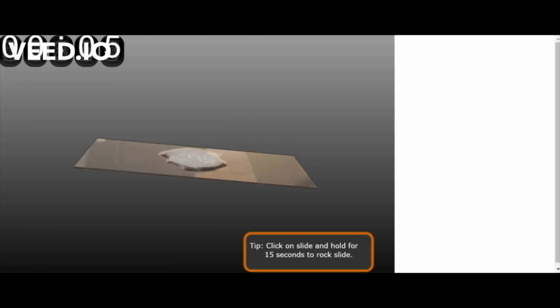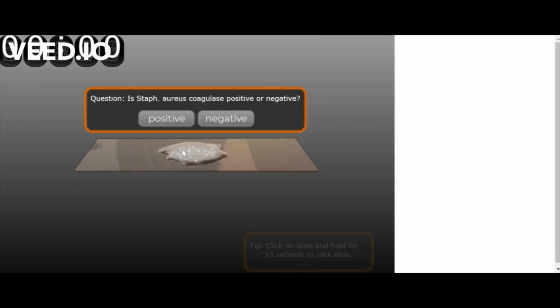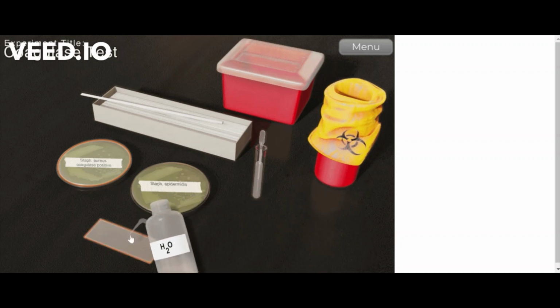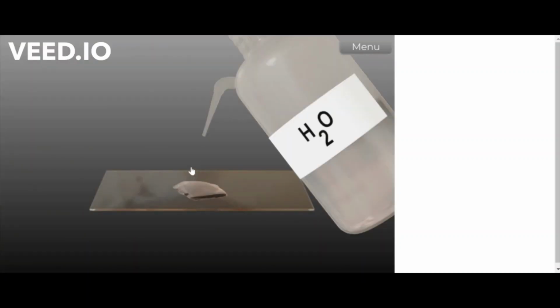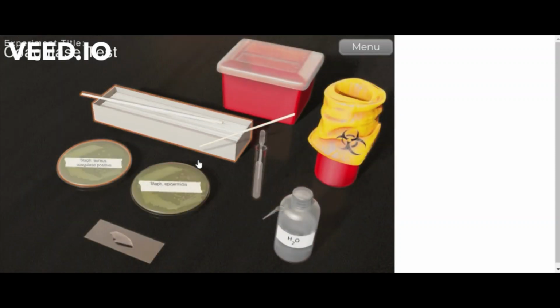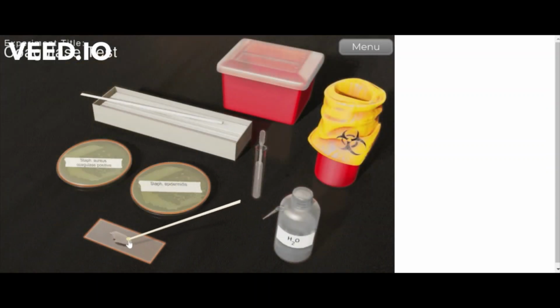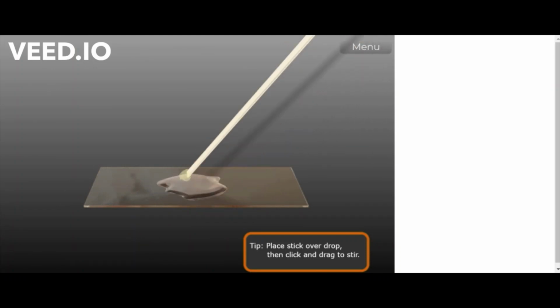So yeah, we can see that the clump has started to form on top of the slide. So it is positive. After that, I will dispose of this slide, and I will start off again by dropping the water on the slide. I will use a toothpick to pick one isolated colony. Then I will mix the bacteria into the water.